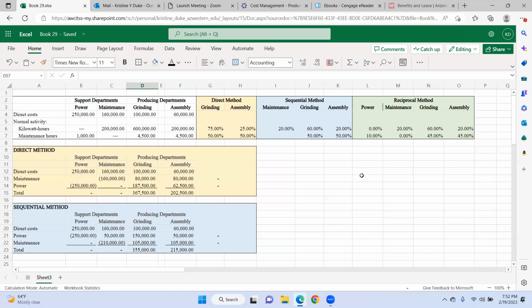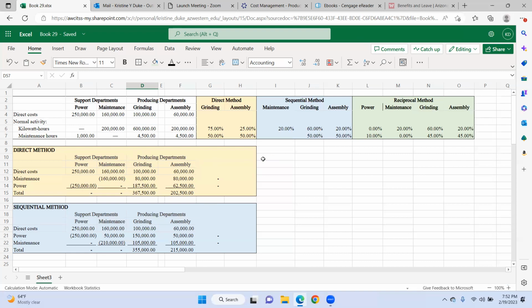So what I'm going to do is come over here and give you the example. Up here, we've got direct cost, 250,000. Here's the maintenance hours that the power department uses. Maintenance is 160,000. They use 200,000 kilowatts. Grinding uses 600,000 kilowatts, and assembly uses 200,000 kilowatts. And then both of these use 4,500 of maintenance hours.